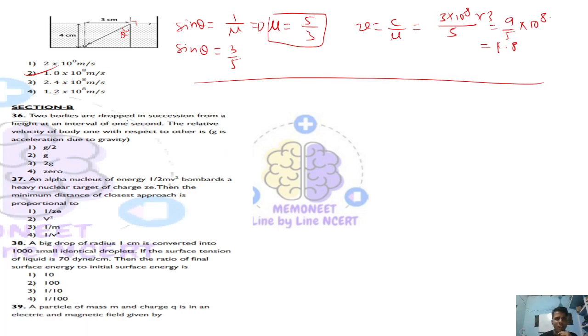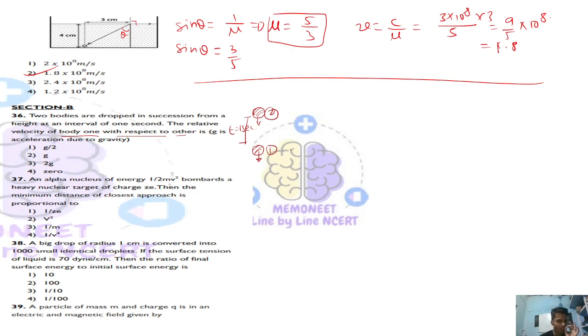Let's see. Two bodies are dropped in succession from a height at an interval of 1 second. The first body is dropped here. The second body is dropped, and the time difference between them is 1 second. So there is a ball which has been dropped, and at 1 second another ball is dropped. Okay, the relative velocity of body one with respect to body two.